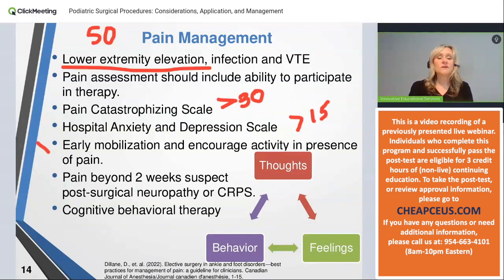Because the real focus here is early mobilization. We know getting patients up and moving despite the pain they're having in a controlled way, we know is beneficial for that healing process. If the patient's pain and inability to participate goes beyond that 2 week time period, in addition with your subjective findings, that's maybe where you are starting to think about a neuropathy, chronic regional pain syndrome, something else developing that we want to catch early for that patient.